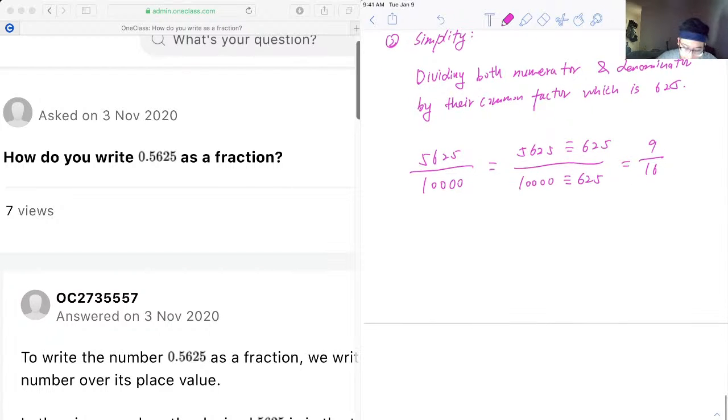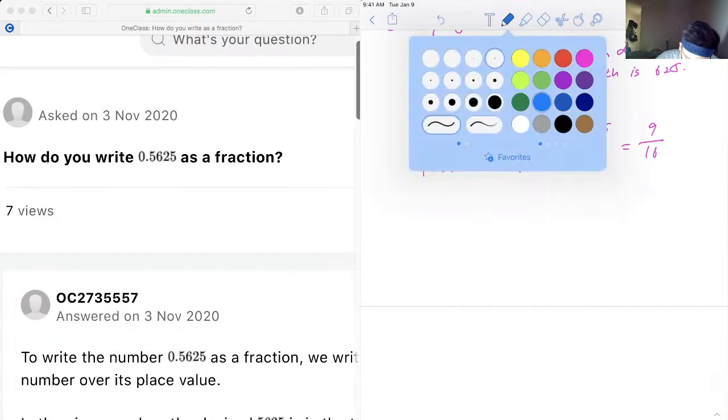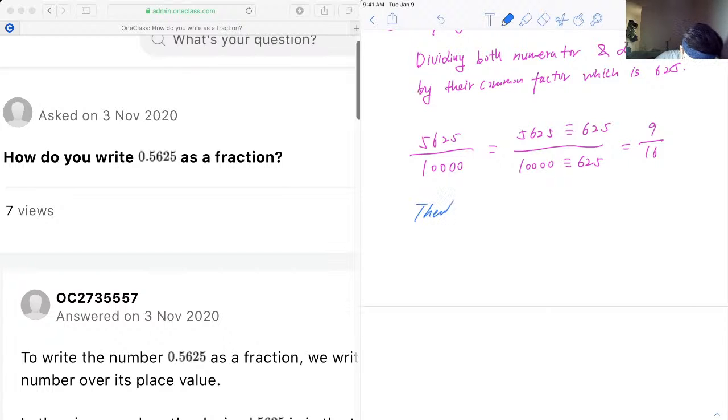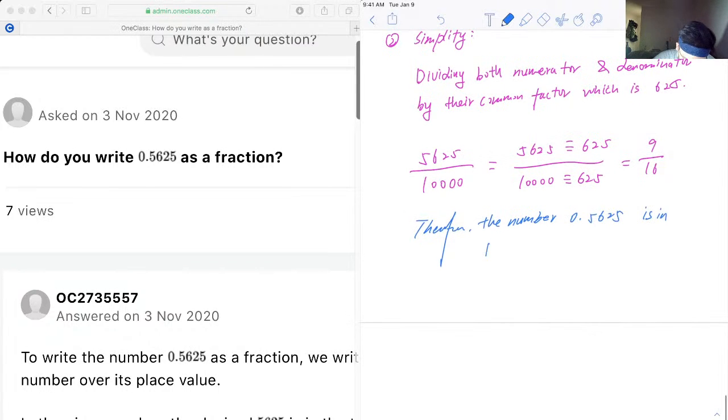So therefore, we can write our conclusion. Therefore, the number 0.5625 in fraction form is 9 over 16.